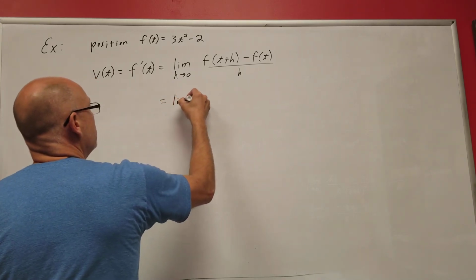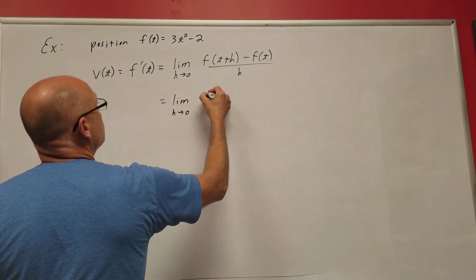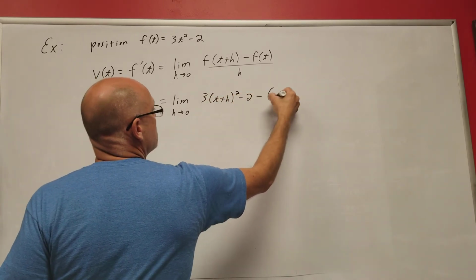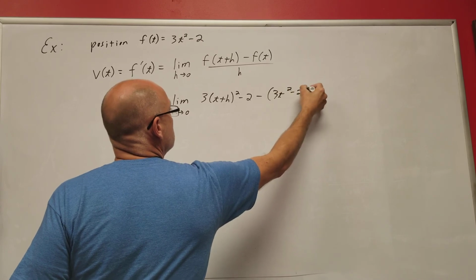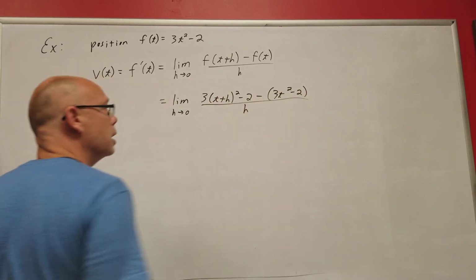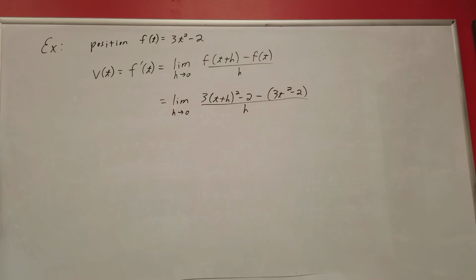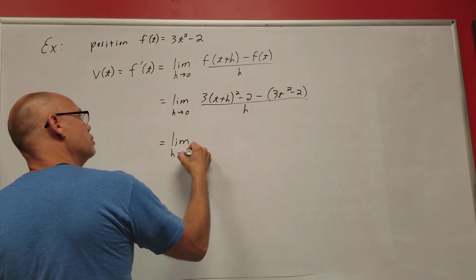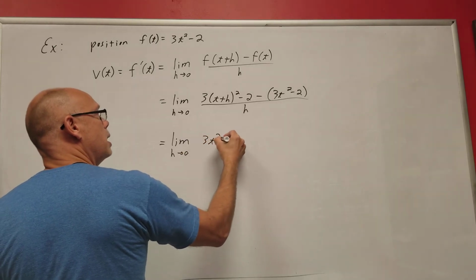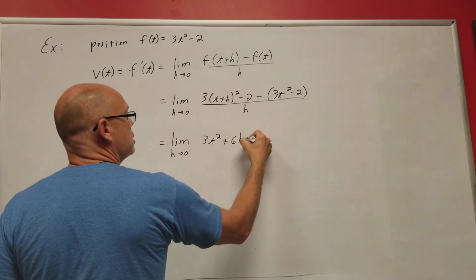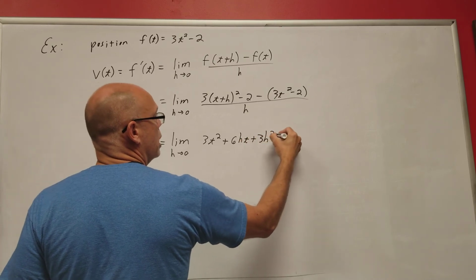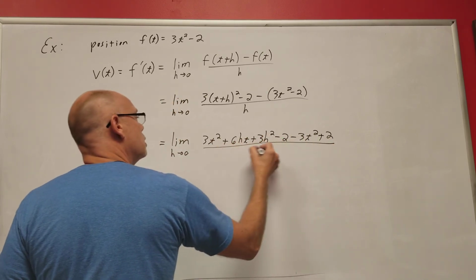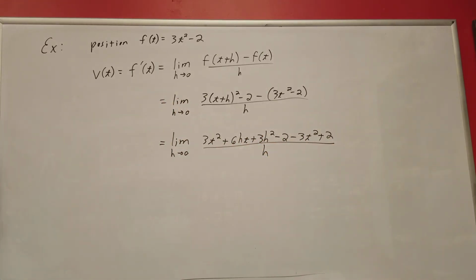Well, that's equal to the limit as h approaches 0 of 3 times t plus h squared minus 2 minus 3t squared minus 2. Y'all have done this 100 times. You should be good at it now. So what does this give me? The limit as h approaches 0 of 3t squared plus 6ht plus 3h squared minus 2 minus 3t squared plus 2 all over h, if we expand that out.